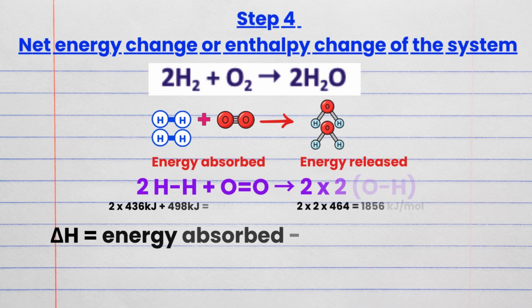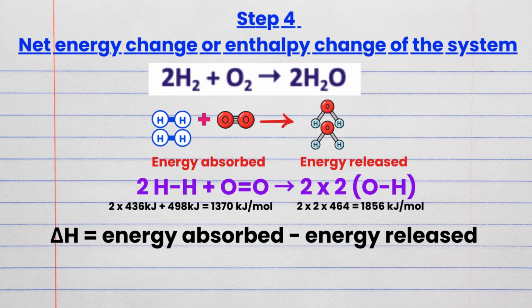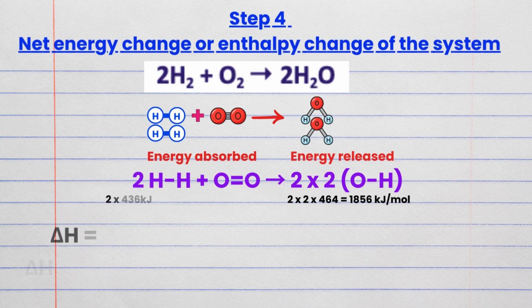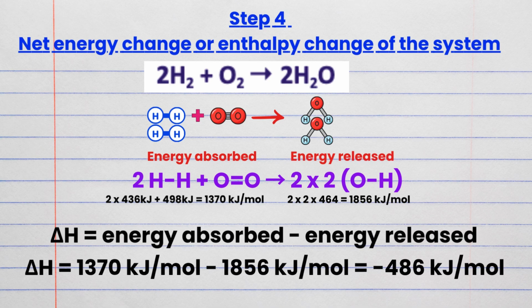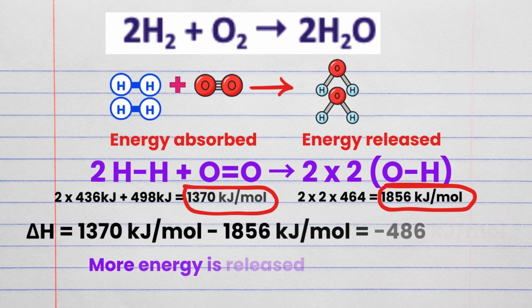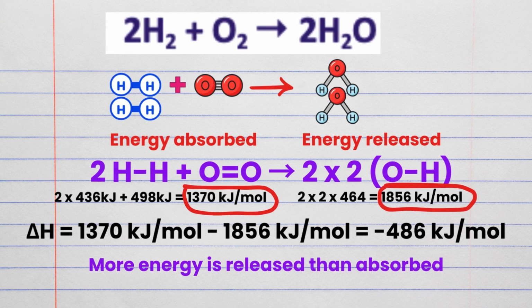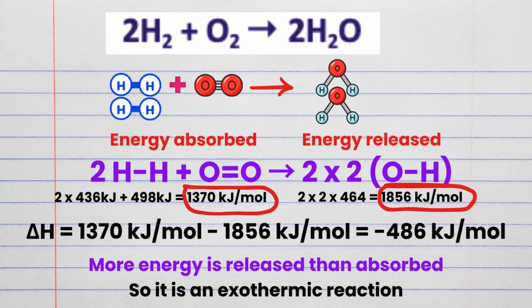So the enthalpy change is shown as delta H, and that equals energy absorbed minus energy released. So it will be equal to 1370 kilojoules per mole minus 1856 kilojoules per mole, and that equals negative 486 kilojoules per mole. As you can see, more energy is released than absorbed, so it is an exothermic reaction.